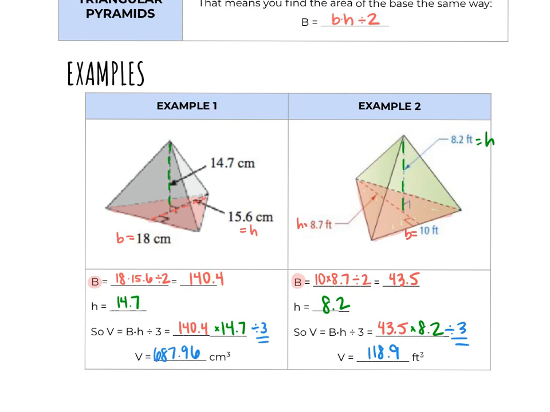So in summary, the first thing you do is find the area of your base shape. Here we're talking triangular pyramids, so the area of the base would be base times height divided by 2. Once you have that, multiply it by the height of your pyramid, and you're always going to divide by 3 at the end when you're working with pyramids.